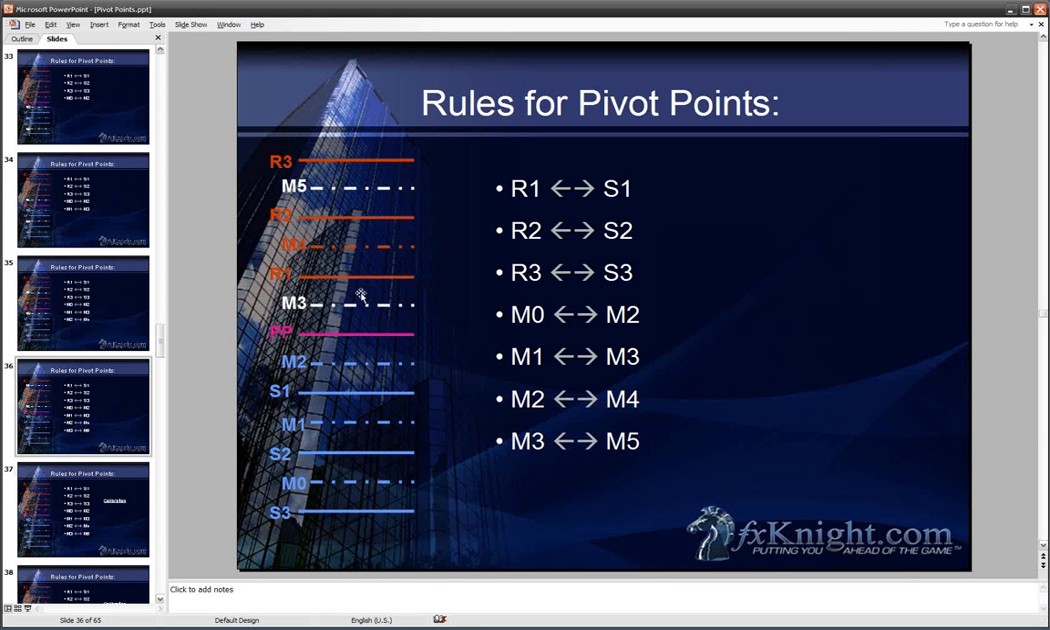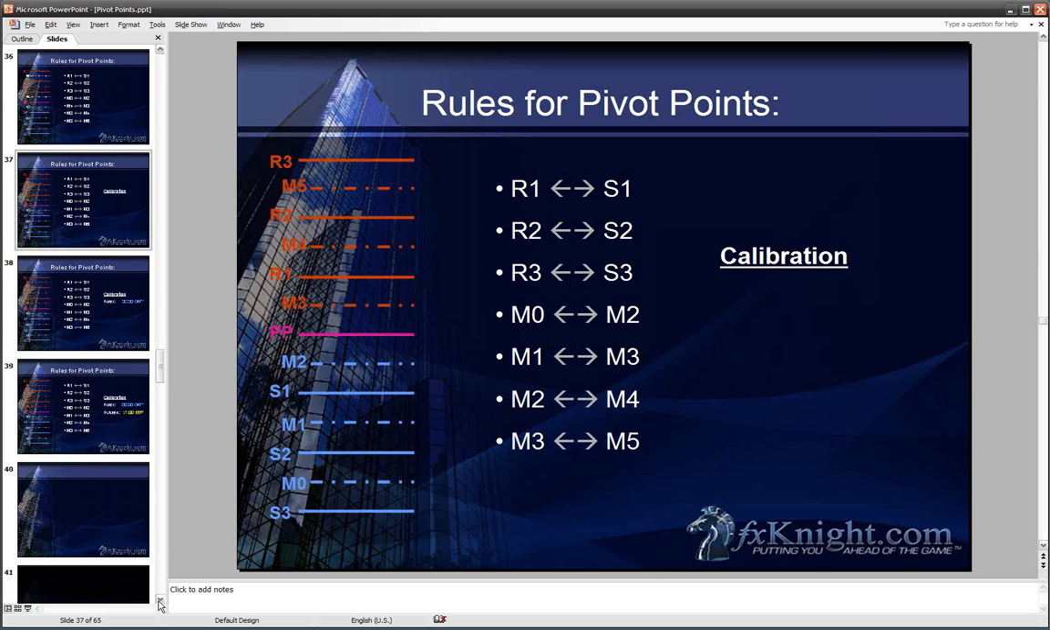So that's the movement rules. A lot of people make mistakes on the movement rules. Now you know what they actually are. The other place for a lot of confusion amongst pivot points, and this is probably the number one mistake made with pivot points, you guys, it's calibration.